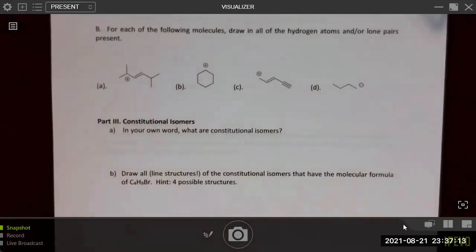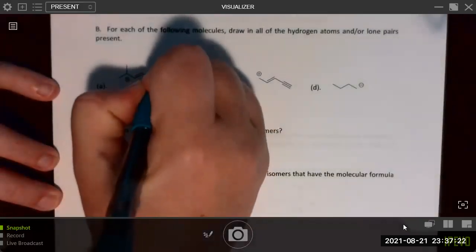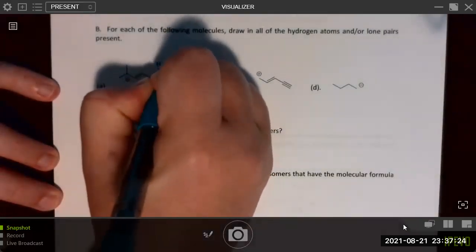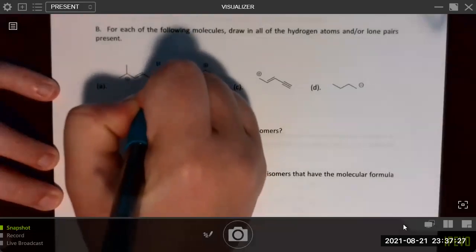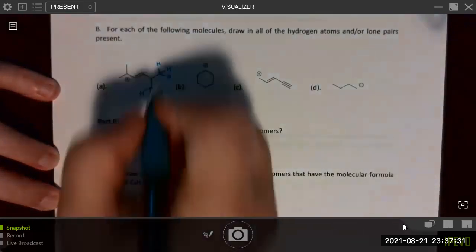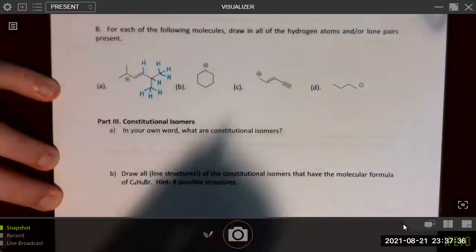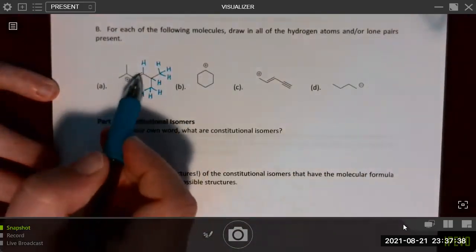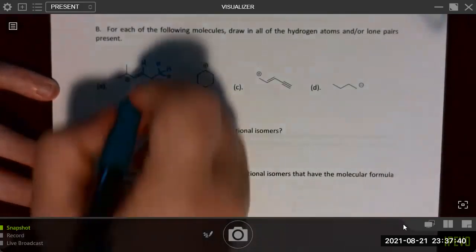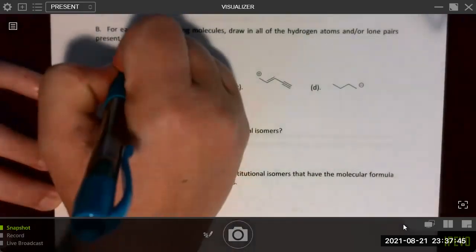Moving on to part B, we want to draw in all of the hydrogen atoms and or lone pairs present. So the hydrogen atoms, there's just a bunch of them, right? And we can sort of start placing those in at every single carbon to make sure carbon is making a total of 4 bonds. And don't forget this carbon right here. The carbon that has a double bond needs 4 bonds as well, so it needs an additional bond to hydrogen. One here as well.